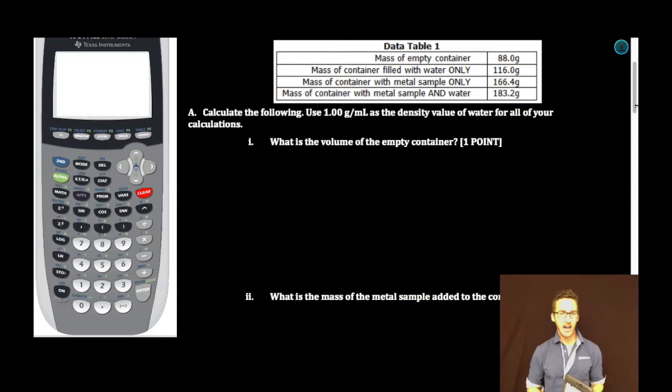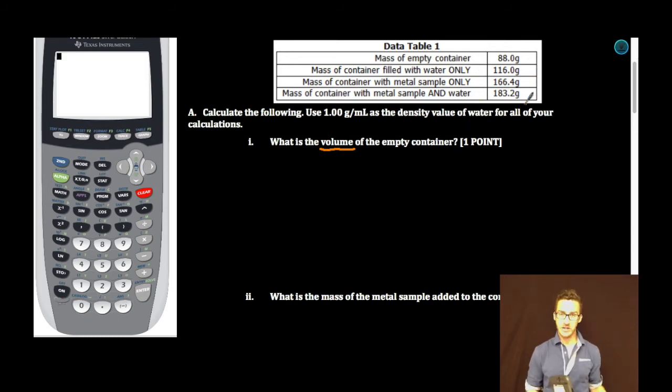Part A. Calculate the following. Use 1.00 grams per milliliter as the density value of water for all your calculations. Part I. What is the volume of the empty container? This first part is a little deceptive. We're asked to determine the volume, and our data table is providing us with a bunch of masses.